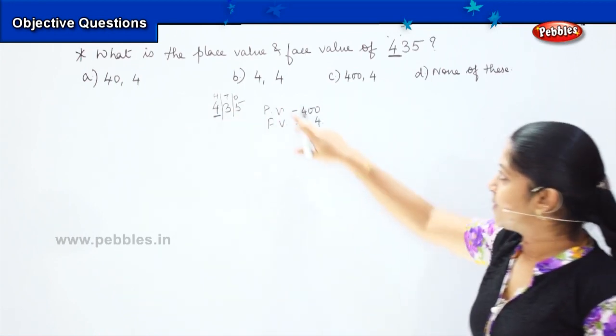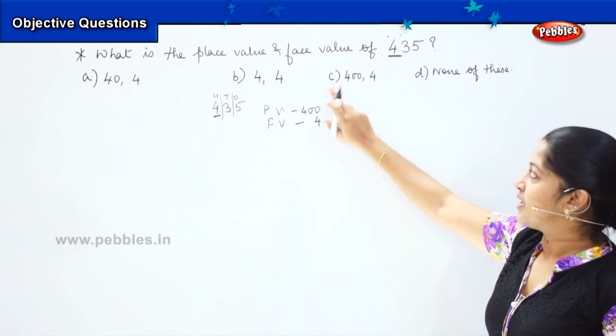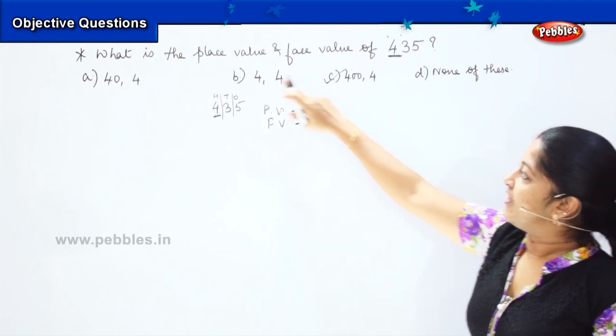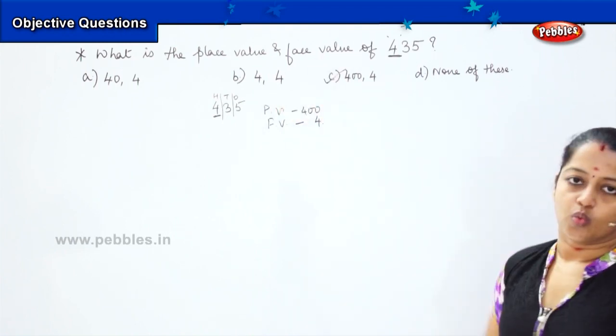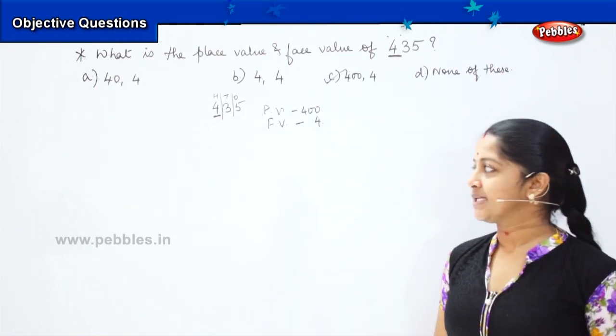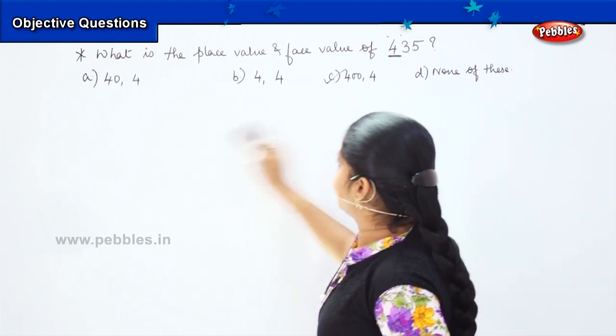So can we see this option here? This is option number C. So my answer will be option C, where my place value is 400 and my face value is 4. Is it clear, children? Shall we do one more example? Okay. So here is my next question.